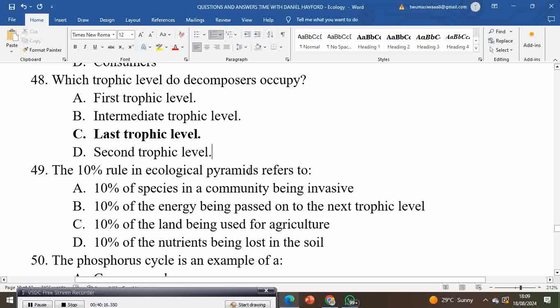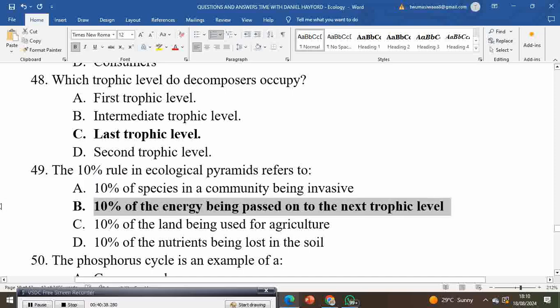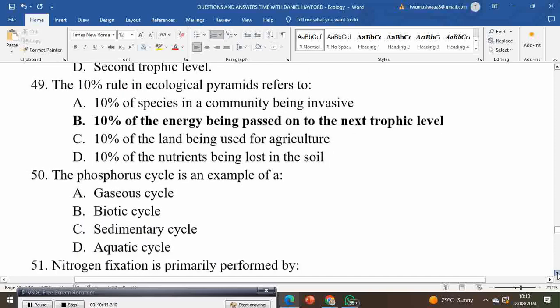The 10% rule in ecological pyramids refers to: A, 10% of species in a community being invasive; B, 10% of the energy being passed on to the next trophic level; C, 10% of the land being used for agriculture; D, 10% of the nutrient being lost in the soil. So what is your option? B, right: 10% of the energy being passed on to the next trophic level.